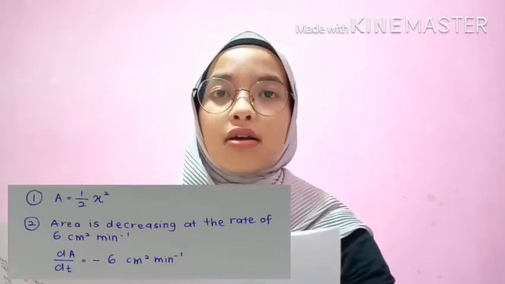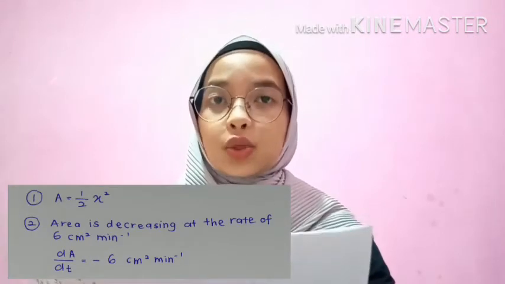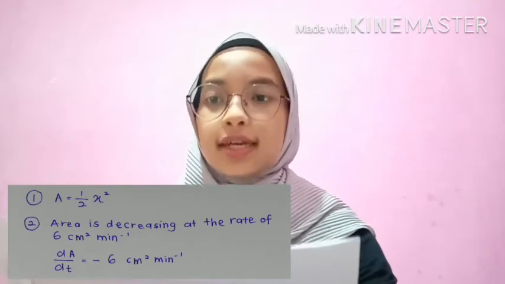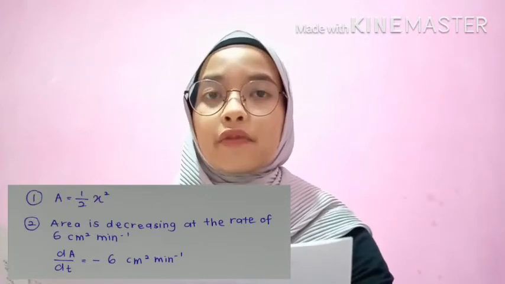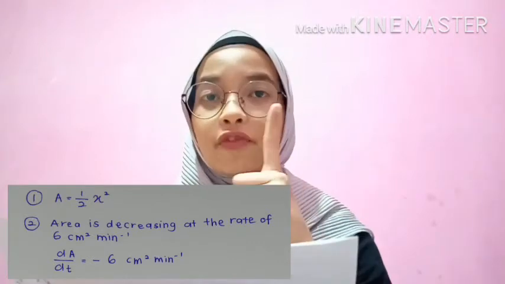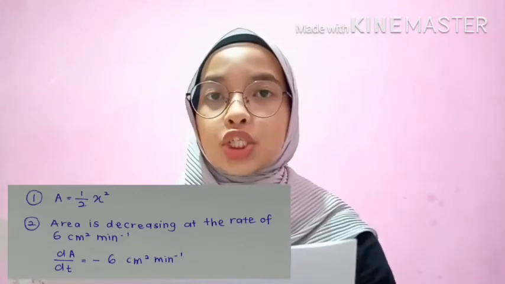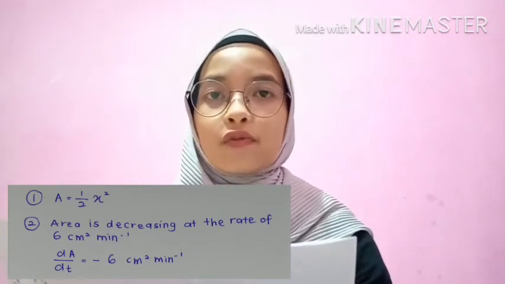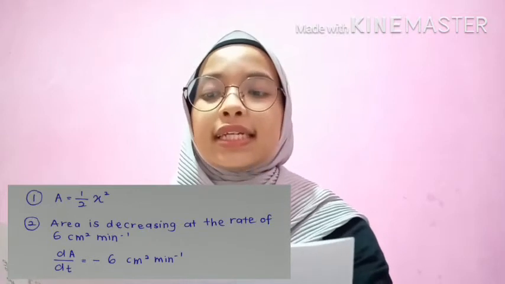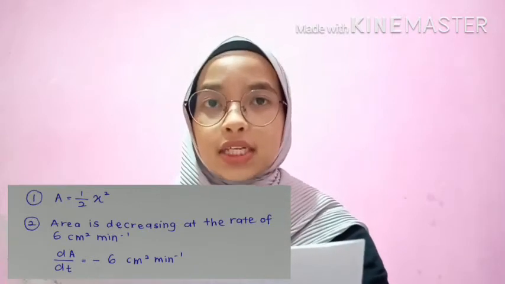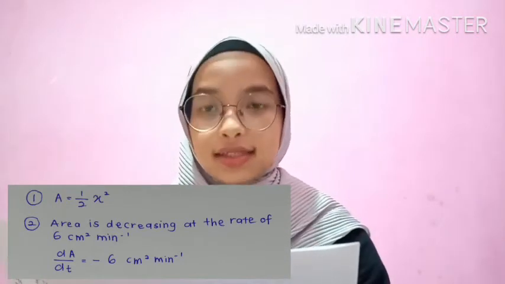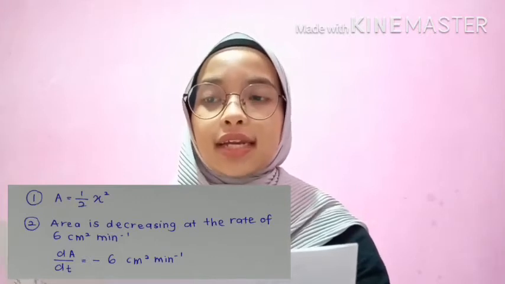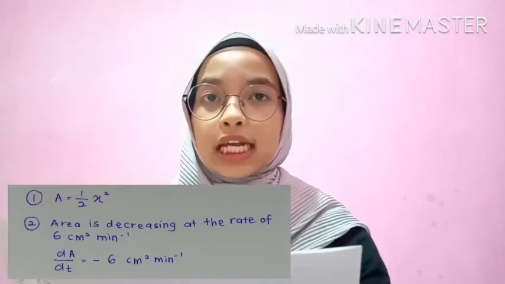So for the solution, first of all, we must list all the information that is given in the question. In this question, the information given is the area of the triangle is 1/2 x². So the first information that we have got is A equal to 1/2 x². The second information that we have got in the question is the area of the triangle is decreasing at the rate of 6 cm² min⁻¹.